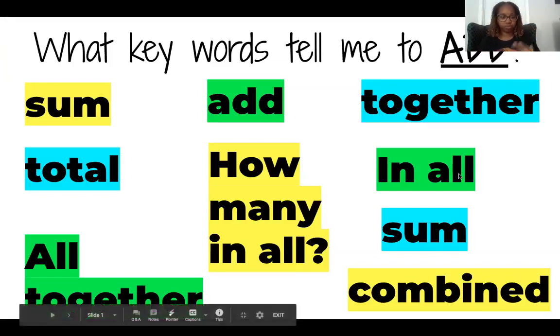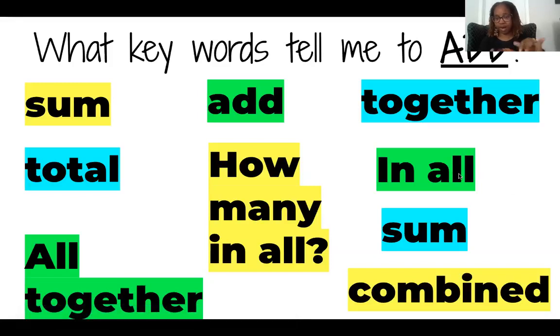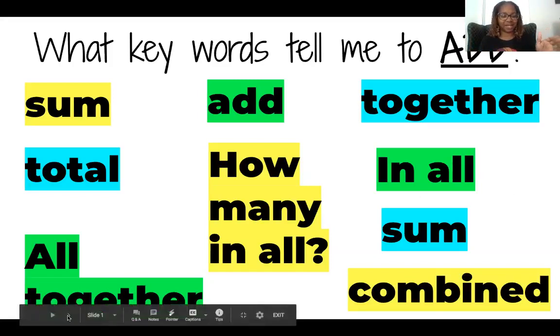So again, we have sum. So remember, I have sum on here twice. Total, all together. So sometimes the words all together are there, and sometimes it's the word together. Then you have add, how many in all, combined. Okay, so usually when these words are in the word problem, that's telling you to add the numbers in the word problem together. Okay, so now let's look at some examples.